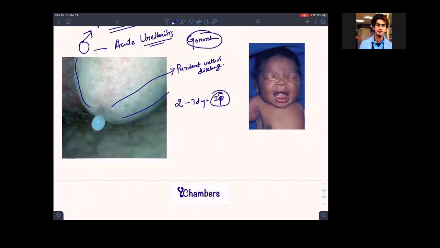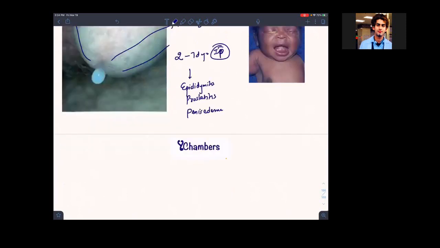What are the complications in male? It will finally cause epididymitis. It will cause prostatitis. It causes penile edema, edema of the penis. It causes balanitis. So these are the complications in male.